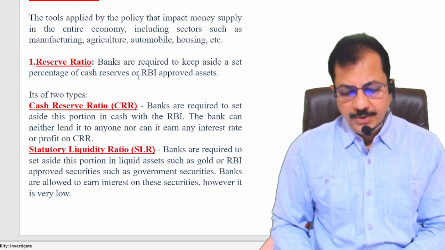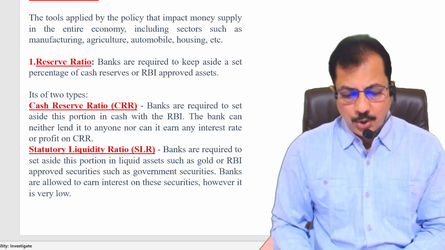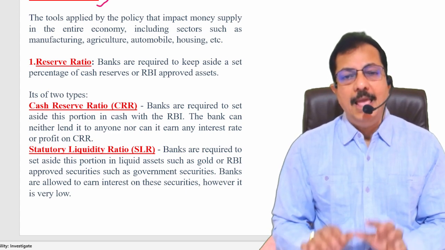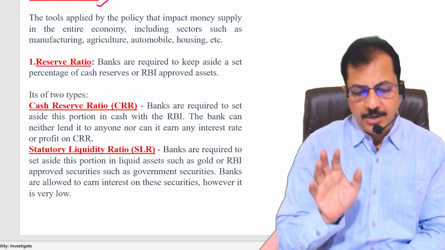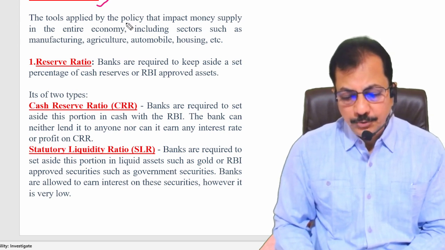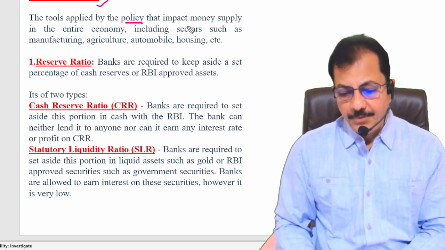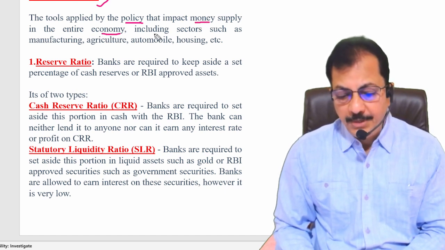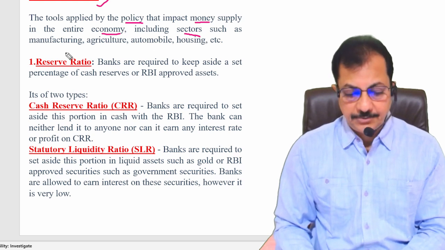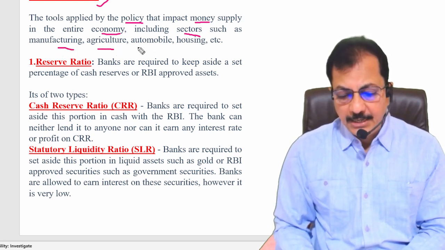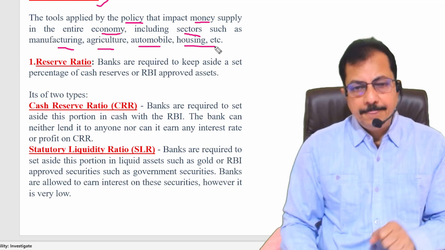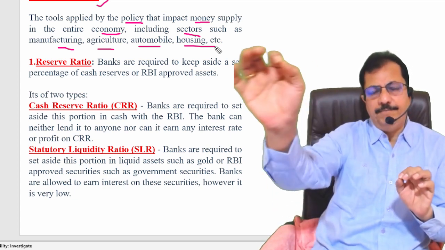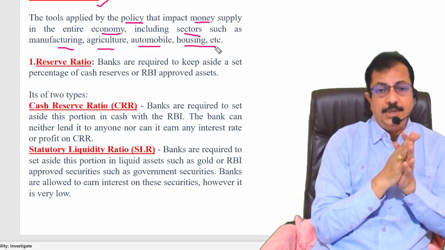Next. So when it comes to the quantitative tools, quantity, amount, whether you are spending or stopping, these tools are applied by the policy and will impact money supply in the entire economy, including sectors such as manufacturing, agriculture, automobiles, and housing. So when it comes to the quantitative tools, this will impact every sector. Is that okay? All right.